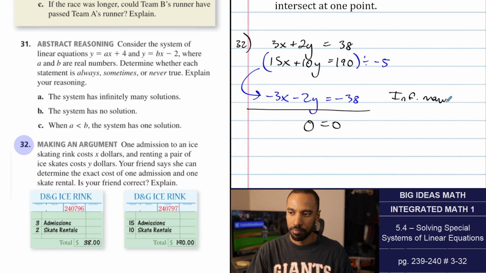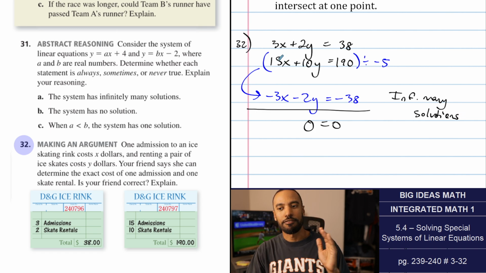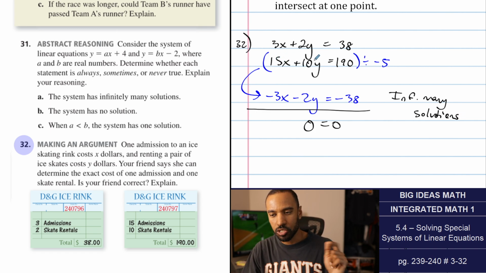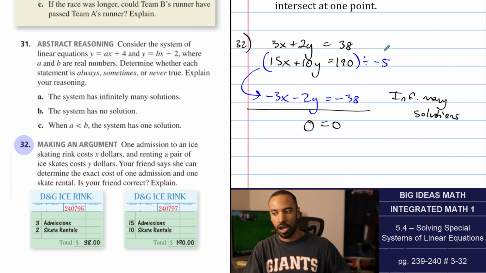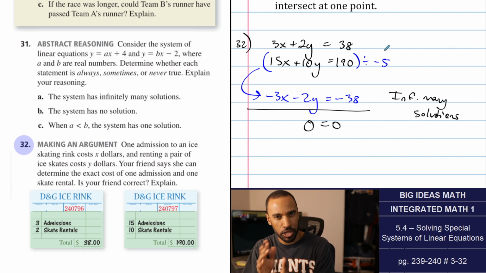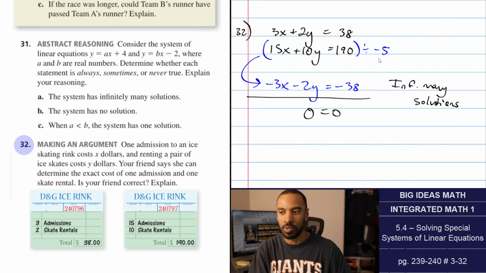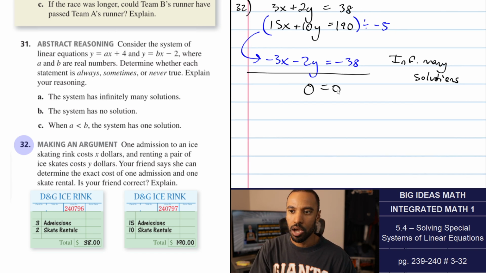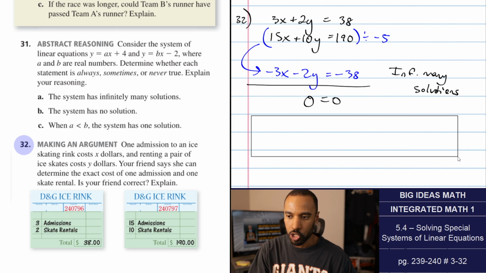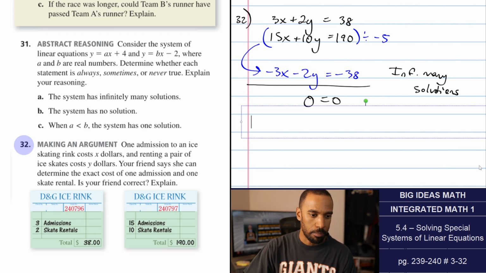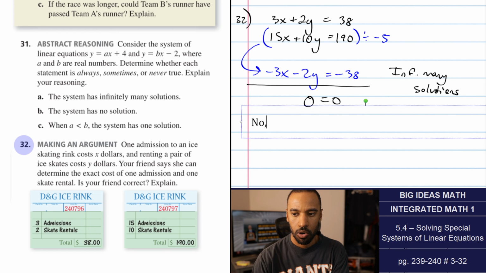What are we saying here? Well, you didn't change the pairing on how things work. You just did 5 times more admissions and skate rentals to get 5 times more of the cost. So we still don't know what the unique values are, right? If I did 1 admission and 1 skate rental, then it would be a uniquely different experience. So no, I have no way of determining for sure what 1 admission and 1 skate rental is. No, the system has infinitely many solutions.